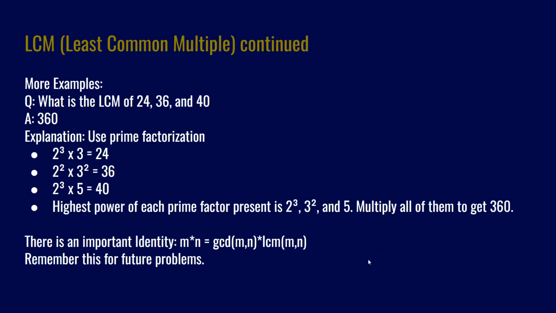Here's another example that involves 3 numbers, like I showed earlier. However, it doesn't matter as much because you don't need the numbers to be shared anymore. So 24, 36, and 40. Now out of all of the 2's, 2 to the third is the greatest power. Out of all of the 3's, 3 squared has the greatest power. And because there's only one 5, you have to use that 5. Multiply 2 cubed, 3 squared, and 5 to get your final answer as 360.